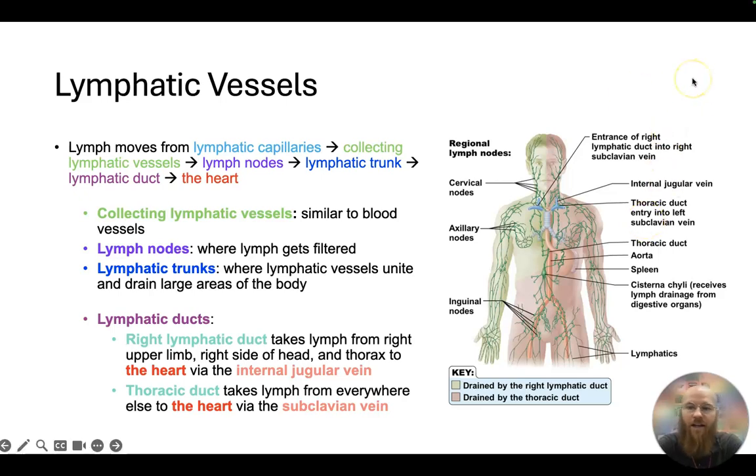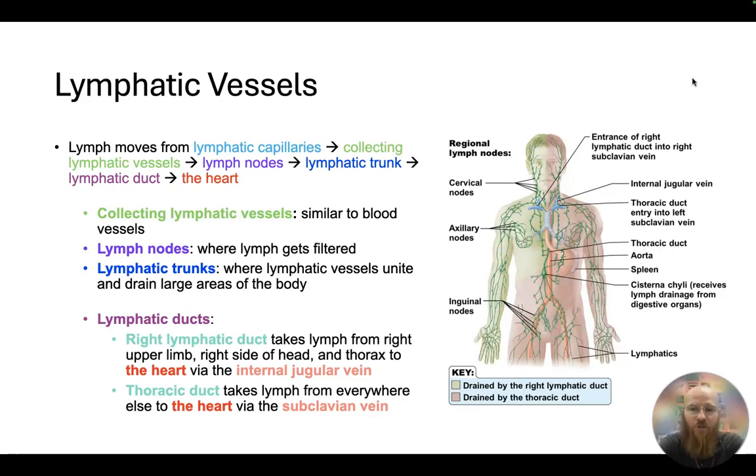Really love this slide a lot, guys. This really shows you a full image here of how we actually get all of this excess fluid back to the heart. And so lymph is going to essentially move from that initial point of your lymphatic capillaries. It'll then move up into collecting lymphatic vessels. Okay, so those are just similar to your blood vessels. Then it's going to move as it goes through those vessels towards the heart.